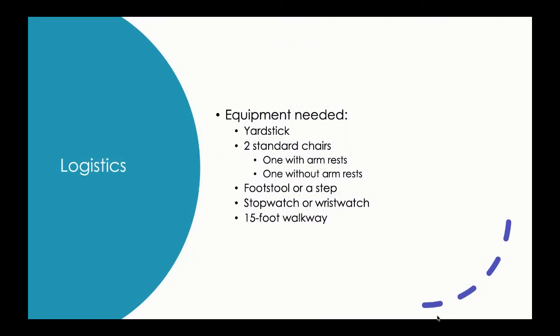To perform the Berg Balance Scale, equipment needed includes a yardstick, two standard chairs, one with armrests and one without armrests, a footstool or a step, a stopwatch or a wristwatch, and a 15-foot walkway.